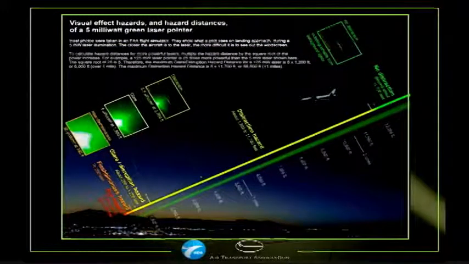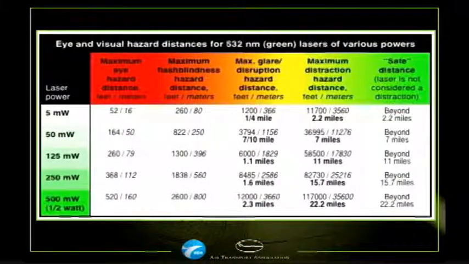This is reproduced in your handouts that you have from the ALPA magazine, and laserpointersafety.com talks about the hazards. It's difficult to read, but this chart shows that as the power increases, the potential for injury increases, as Mr. Murphy said, by the square root of the power that you're looking at. So you can see that the distraction factor with a half-watt laser can get out to 22 miles, although the maximum potential injury is really only at about 500 feet.